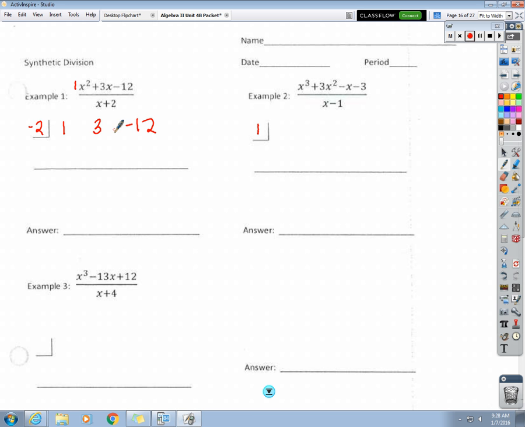Before we get started, let's practice setting this one up. What would I pull down first? What number? 1, because that x cubed has a coefficient of 1. What about the next term? 3. The next one? And the last one? Right. That's just to set it up and get it ready for synthetic division. Now, to start the process, this first number every time will just drop straight down below the line, no matter what it is.